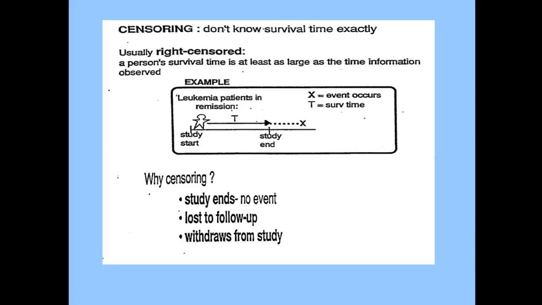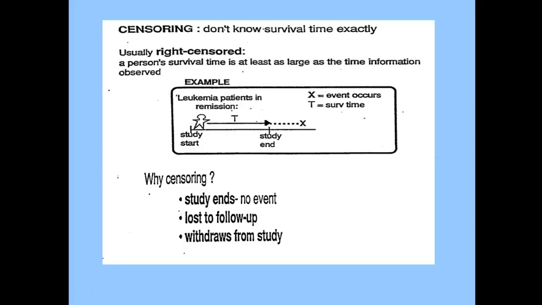And if that's the case, their remission time is the whole time that they were in the study, from the time they got in until the end of the study. But if you're talking about time until they went out of remission, you don't know that. All you know is they were in remission the whole amount of time of the study. The time at which they went out of remission has got to be larger than that. So this is an example where a person's survival time is at least as large as the time information observed. If somebody survived the whole study, then they're right censored. You don't know their true survival time, but it was at least as large as what you observed.